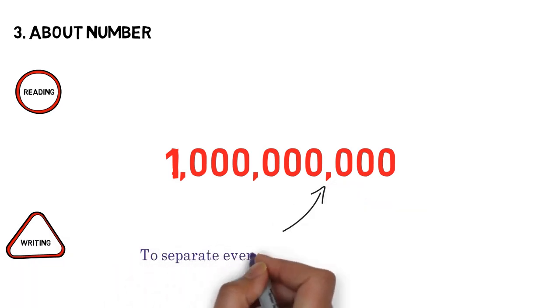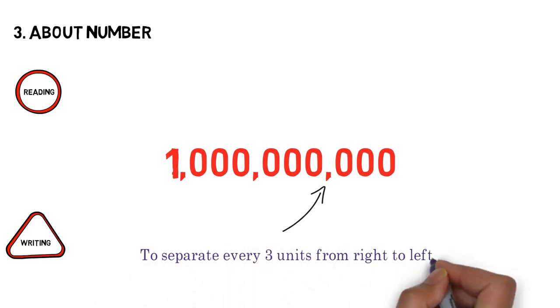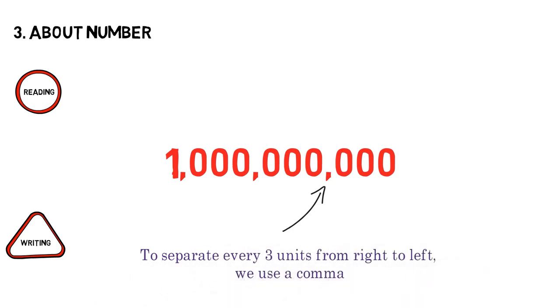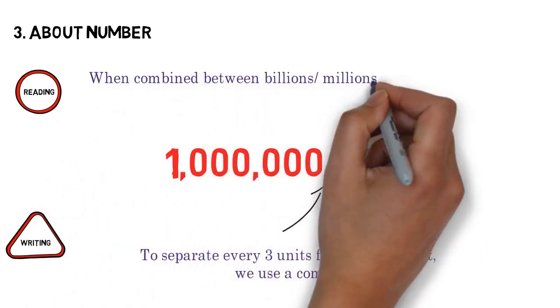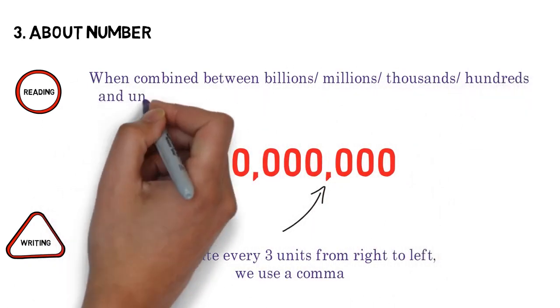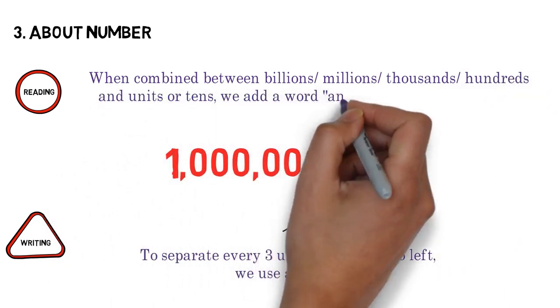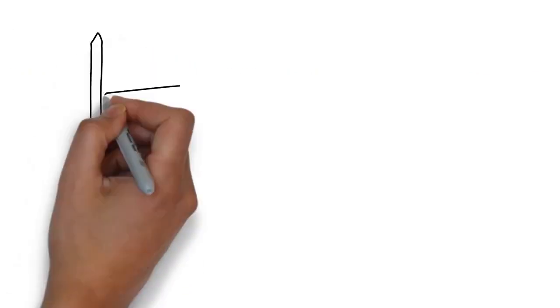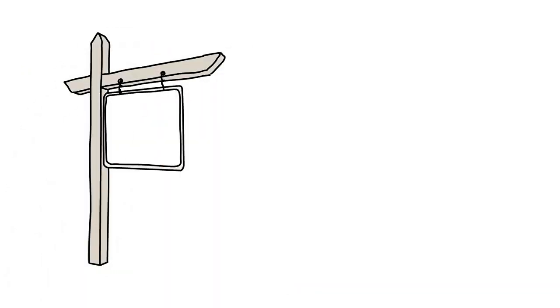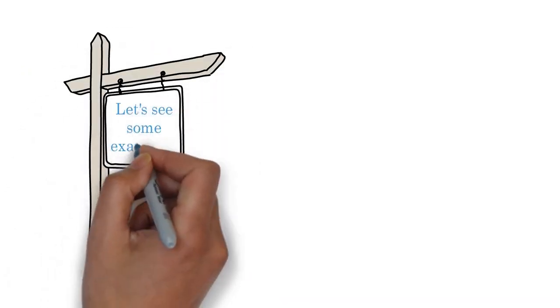To separate every 3 units from right to left, we use a comma. When combined between billions, millions, thousands, hundreds, and units or tens, we add a word "and" before the units or tens. Let's see some examples.